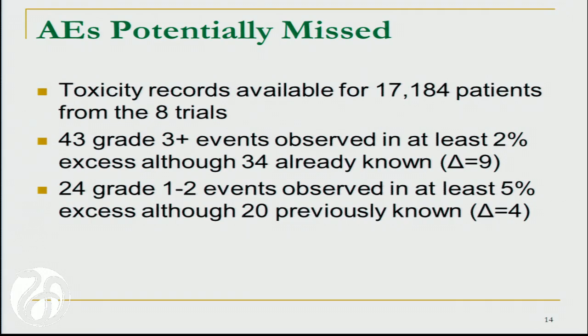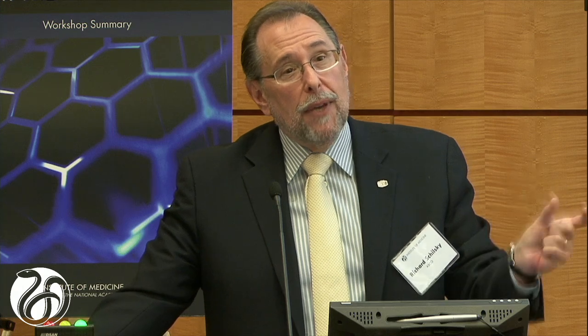Well, we had toxicity records available for over 17,000 patients from these 8 trials. From the 17,000 patients, there were a total of 43 grade 3 or higher events that were observed in at least a 2% excess between the treatment and control arms. Although 34 of these events were already known safety signals for that particular drug. So there were a grand total of 9 events out of 17,000 patients that were observed in this process that might not have already been recognized.